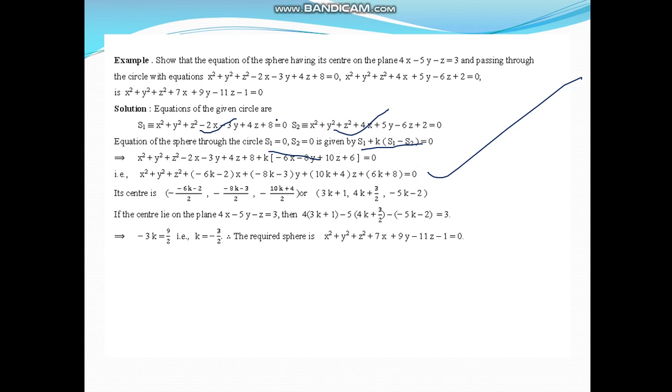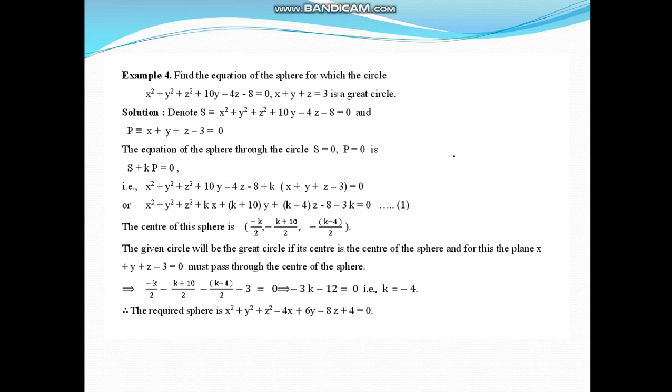Now find the center of this here. So actually it is twice U, twice V and twice W. So from here you can find minus U, minus V and minus W or this. But according to the problem, the center of this sphere lies on this plane. So we can replace x, y, z here in the equation of plane. We will get k equal to this, substitute the value of k. So we will get the required equation of sphere.